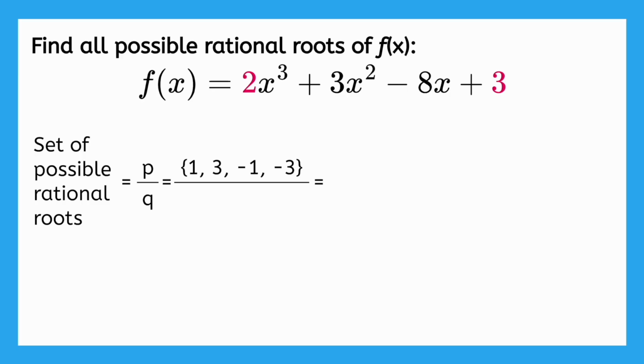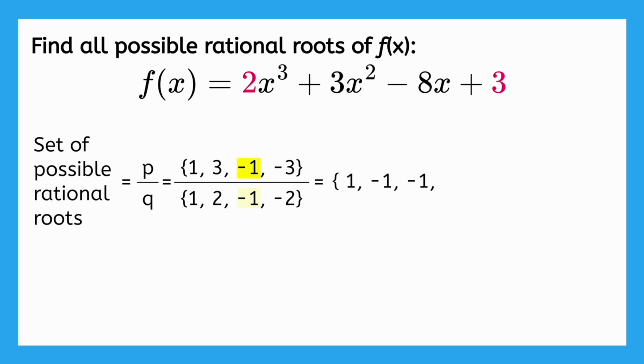Then we move to the values for q. What are the factors of our leading coefficient 2? Yep, 1, 2, -1, and -2. Place those in the denominator. Now, let's start finding possible rational roots, starting with the 1s. 1 over 1 is 1. 1 over -1 is -1. -1 over 1 is -1. -1 over -1 is 1.